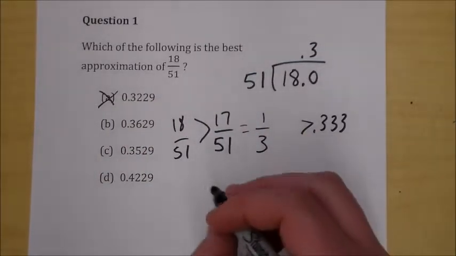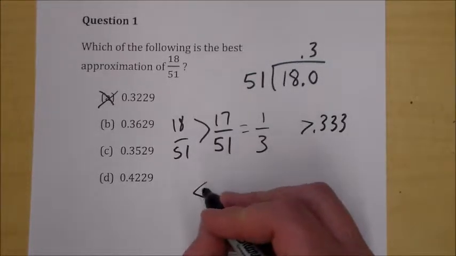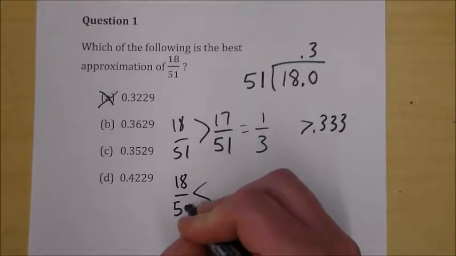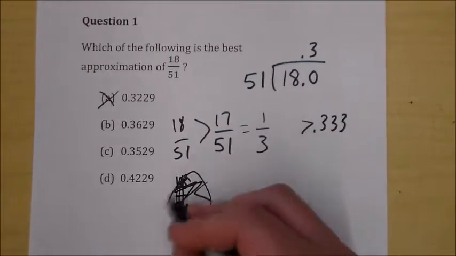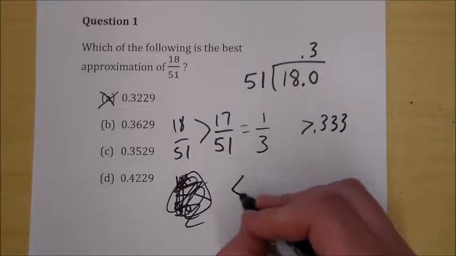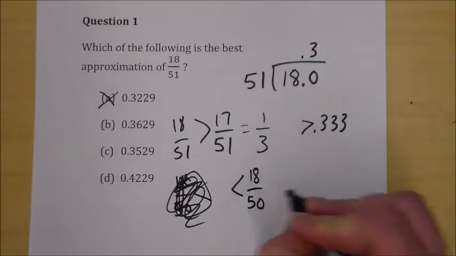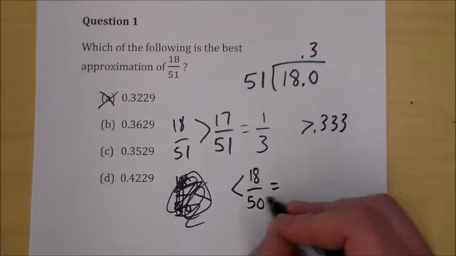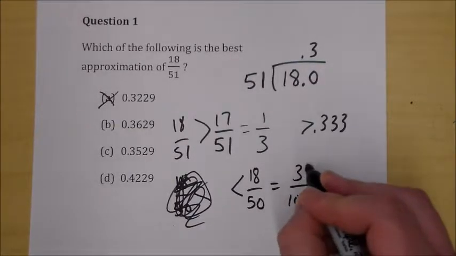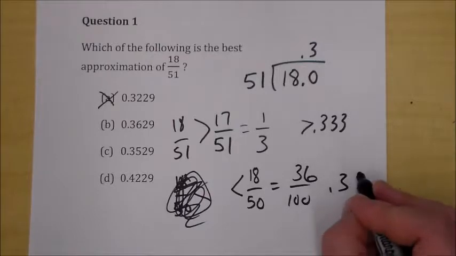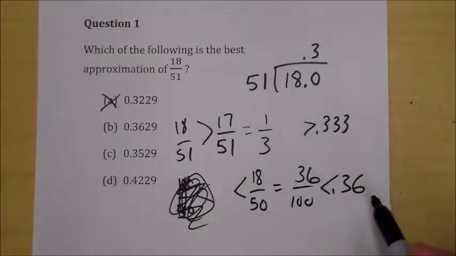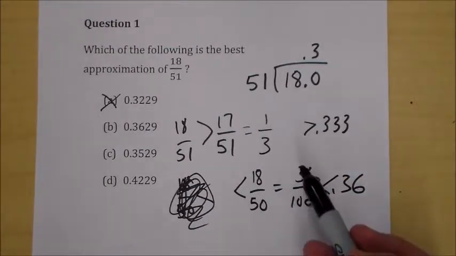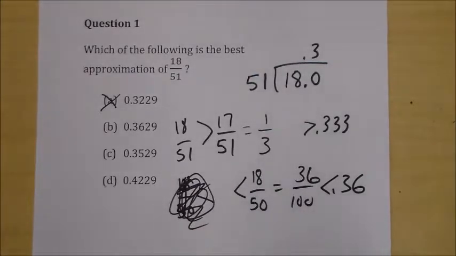Okay, no. We also know that the answer is going to be less than 18 over 50, right? The answer has to be less than 18 over 50. So I should write it like this actually. The answer is going to be less than 18 over 50. And 18 over 50 equals, if this is over 100, that would be 36. So it's less than 0.36. Why? Because 18 over 50 is 0.36, right? That makes sense? And we know the answer is going to be less than 18 over 50.